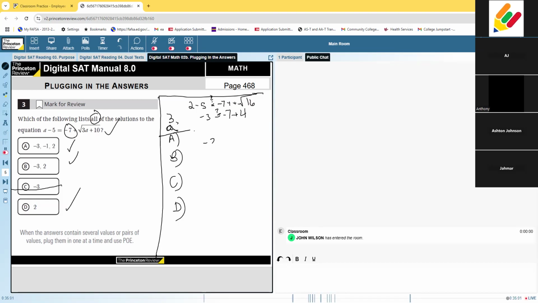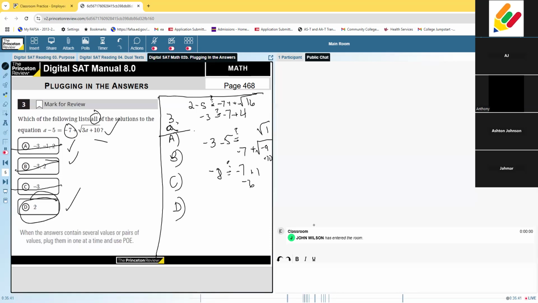So -3 minus 5, does that equal -7 plus 3 times -3, which is -9, plus 10? Well, -9 plus 10 makes us, this is -8, equal -7 plus 1, because the square root of 1 is here. Well, these are not true, because this is -6. So -3 does not work, and we're left with the one that doesn't have -3 in it.